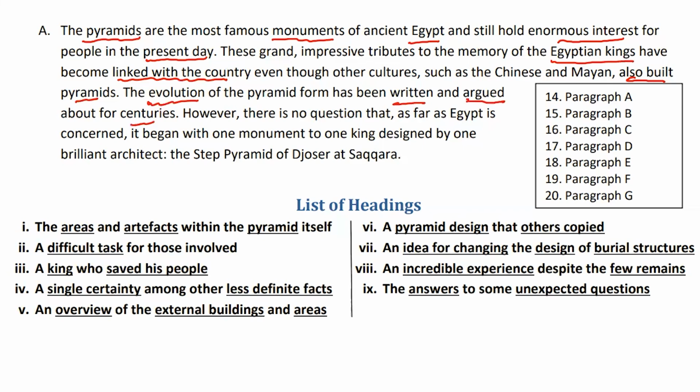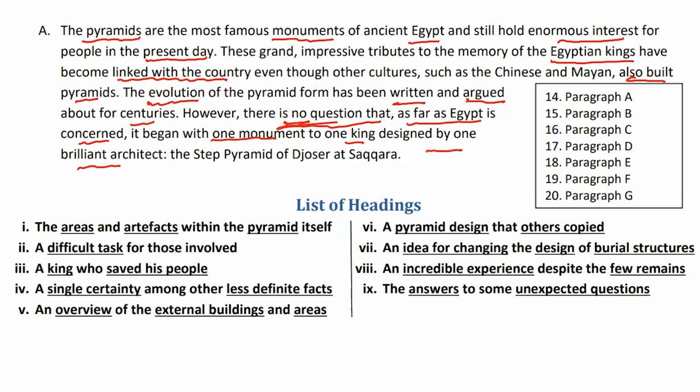Evolution means the start of the pyramid has been written and argued about for centuries. Okay. However, there is no question that. So, however, they are saying there is no question. There is a contradiction here. Okay. Whenever there is, however, there is a contradiction. There is no question that as far as Egypt is concerned, it began with one monument to one king, designed by one. So there is no question about all these things.